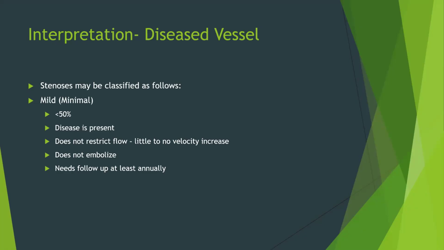So everything below that 180 mark that we were talking about earlier. Our disease is present, but it's not restricting the flow. It's not hemodynamically significant. This is typical that it does not embolize when it's at this point here. So you can have soft plaque. You can have all different kinds of plaque that are easy to break off. But when we're not seeing any elevated velocities, it's not likely to embolize.